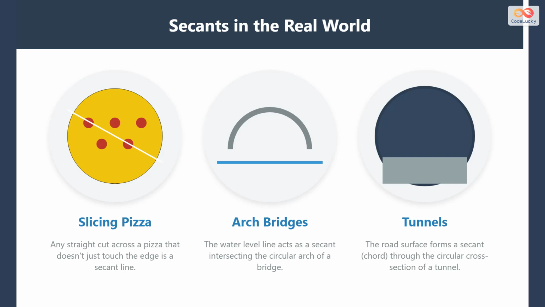Secants appear in the real world too. When you slice a pizza, any straight cut that goes from one edge to another is a secant line. Bridge arches often have water levels that create a secant line across the circular arch. Even tunnels, where the flat road cuts through the circular tunnel, represent a chord on a secant line.